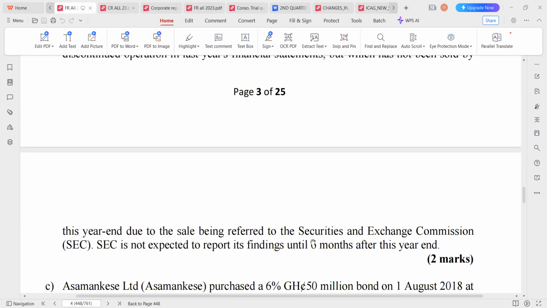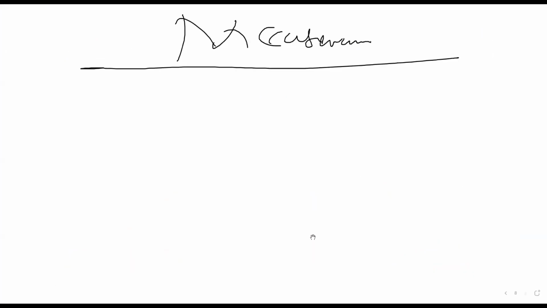Once you're going to get a question in the neighborhood of IFRS 5, I wish you could spend some time to understand it deeper. You see, our standards are tried and tested.